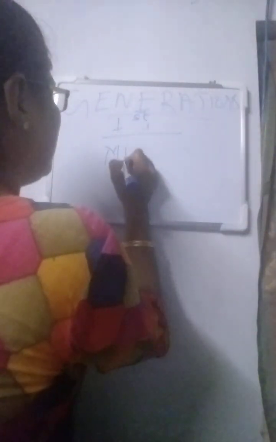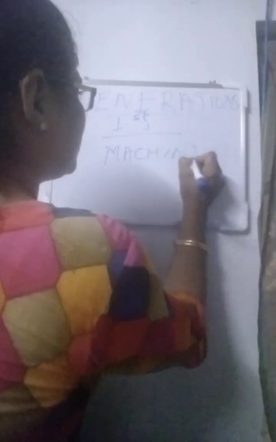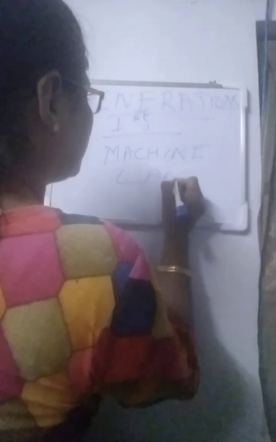First generation computer is known as machine language. Machine language means computer understand only 2 bits, 0 and 1. Computer understand only 2 digits, that are 0 and 1.